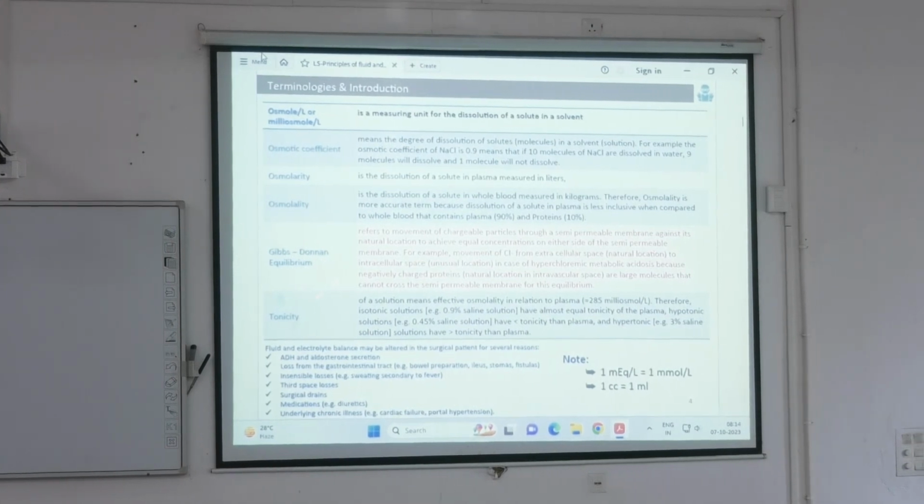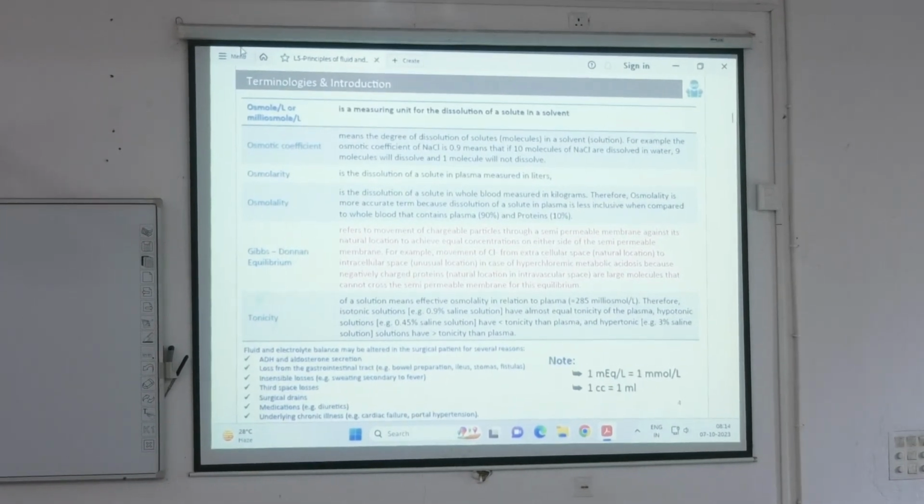And there is another equilibrium that you must remember. That means it's a movement of the chargeable particles through a simple membrane against its natural location to achieve equal concentration on either side. This all gives them an equilibrium.